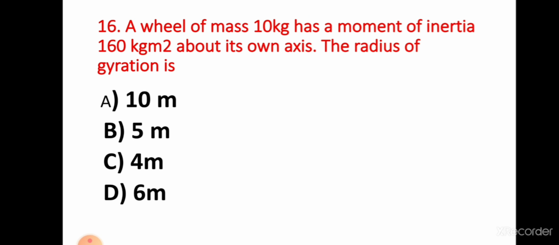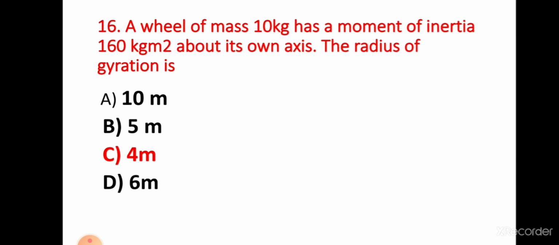Question number 16. A wheel of mass 10 kg has uniform moment of inertia of 160 kg meter square about its own axis. The radius of gyration is? For this question, you must know the formula to find radius of gyration for all types of problems. I have given question number 16 and 20 as homework for you. Just try to solve it; I have mentioned the answer. Write the formula for radius of gyration by yourself and try to find the answer. The right answer is 4 meter.